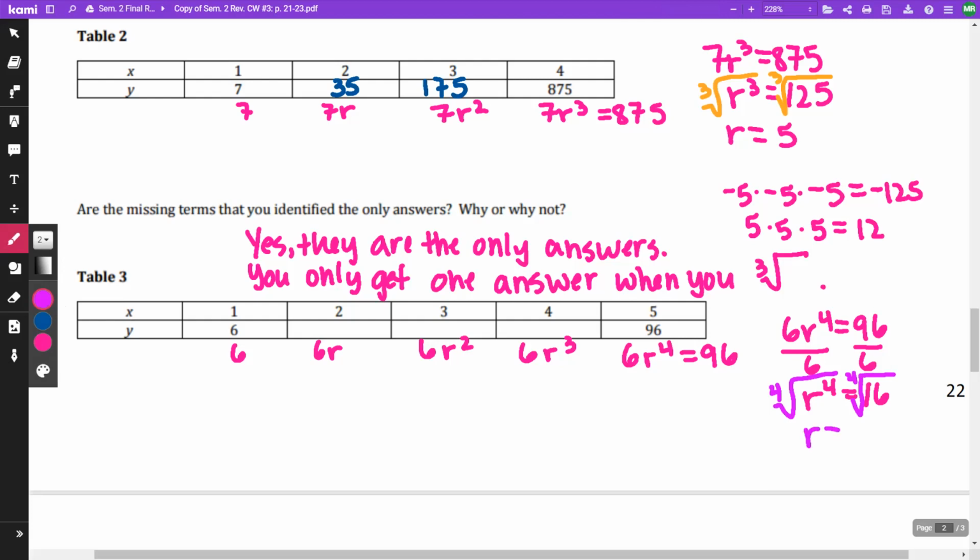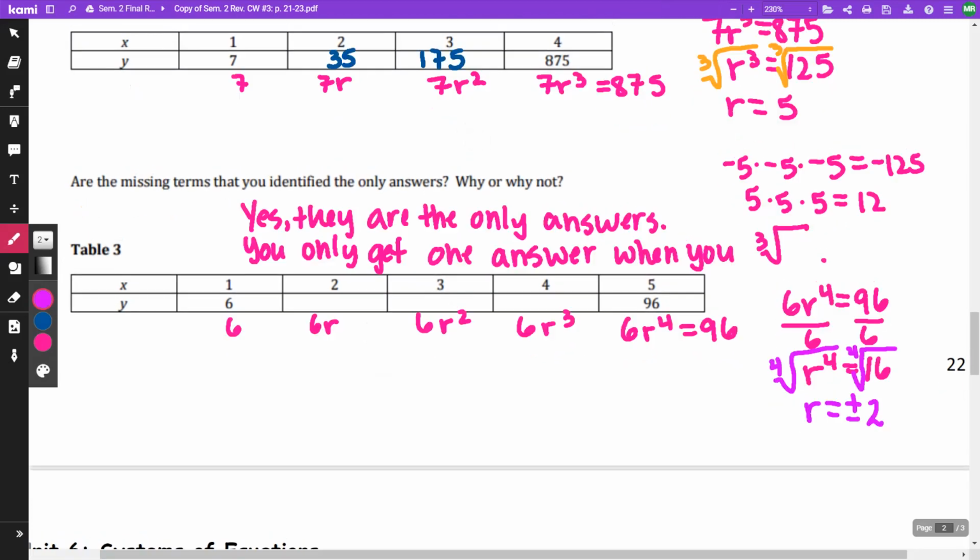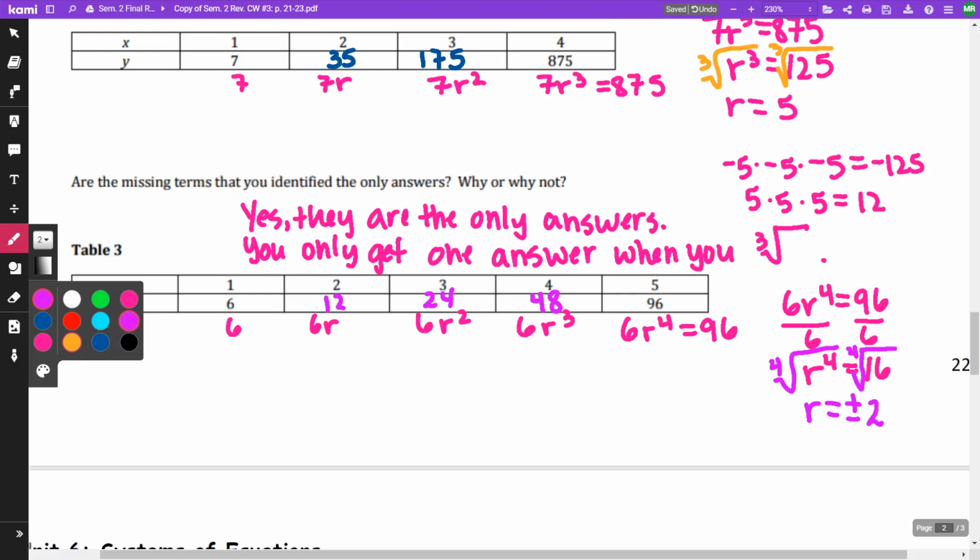Now, when I take a 4th root, I get a positive and a negative, any even root. And the 4th root of 16 is a positive and a negative 2. What that means is every other is going to be a plus minus. So for example, if I was just doing it by the positive 2, this would be a 12, this would be a 24, this would be a 48, and then I get my 96. But when I am multiplying by the negative, 6 times a negative 2 is a negative 12. So this is going to be a positive and a negative.